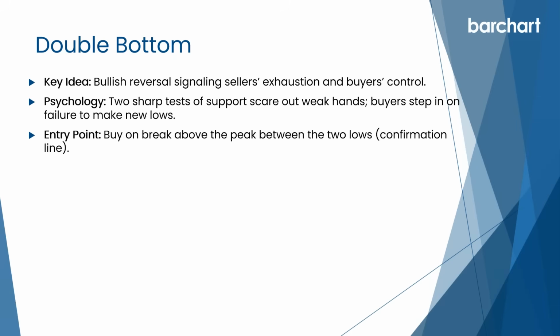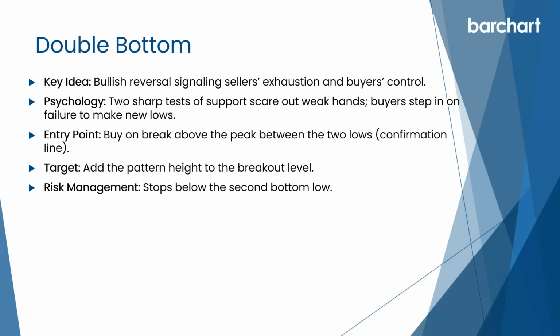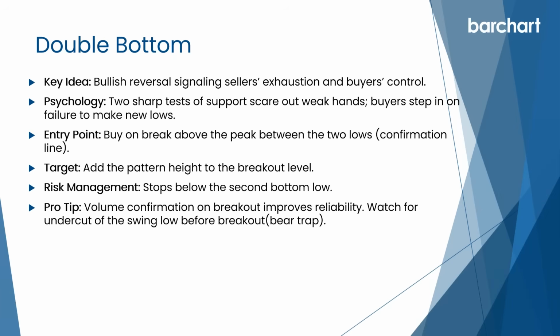Our entry point, we're going to buy on a breakout above the peak between the two lows. Again, that will be our confirmation line. And our target, again, will be the pattern height added to the breakout level. Risk management, we're going to set our stop below the second low. And the pro tip here, volume confirmation on the breakout improves our reliability.